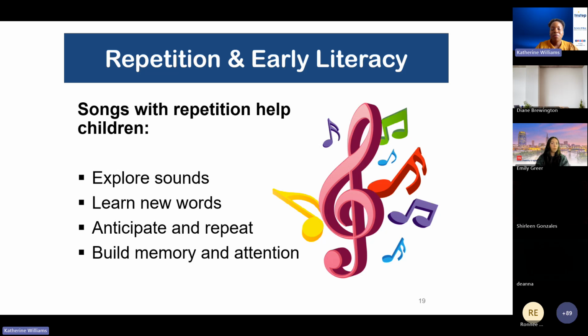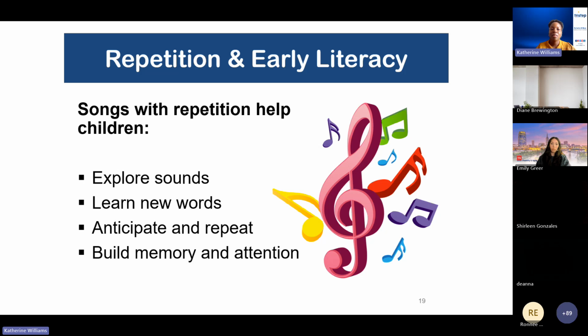So going back to songs, a lot of songs have a lot of repetition. And it's extremely important because children need to hear those sounds over and over and over again. And one thing I do love about songs is that it helps a child to anticipate. So especially if they have a favorite part of the song, you can see the excitement on their face and they're like, oh, I know my part is coming. And that all is part of that back and forth communication as well.